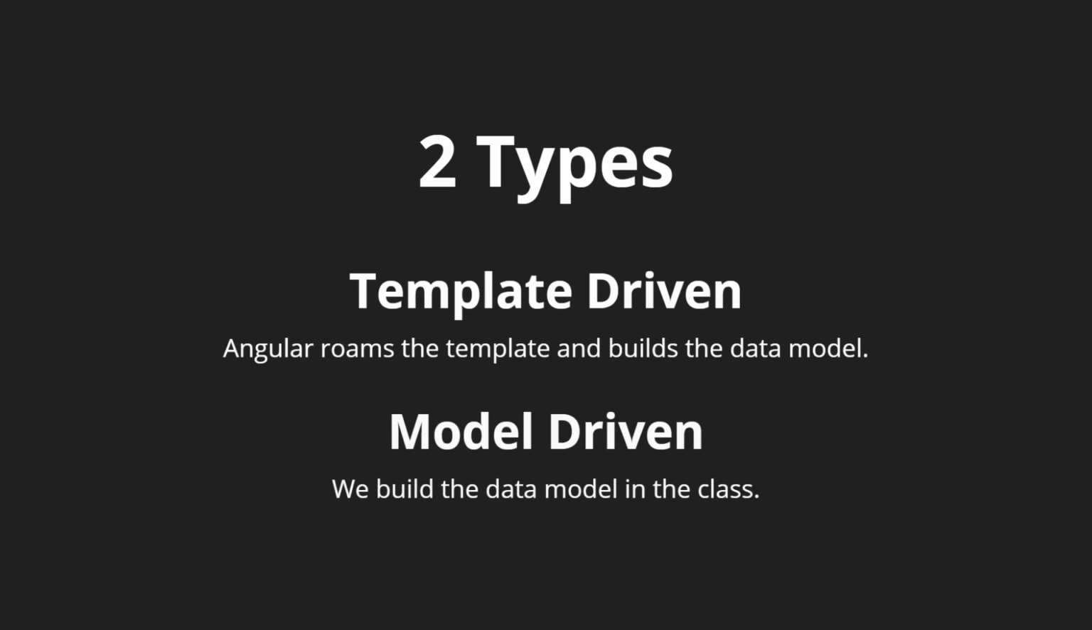So far, we've only dealt with the template-driven forms. Next, we'll be looking at the model-driven way, also known as the reactive way. So we have template-driven, and the model-driven is where we're going to build the data model in the class itself. Right now, in the template-driven way, Angular will roam through the template and build the data model. It will implicitly do it. In the model-driven way, we're going to explicitly tell Angular what the data model should look like.